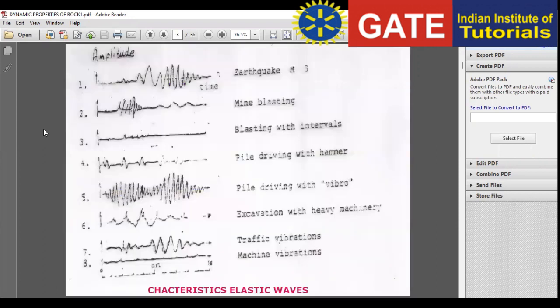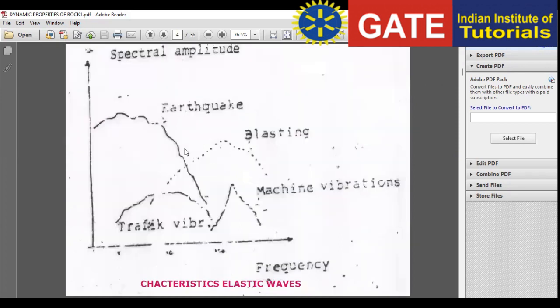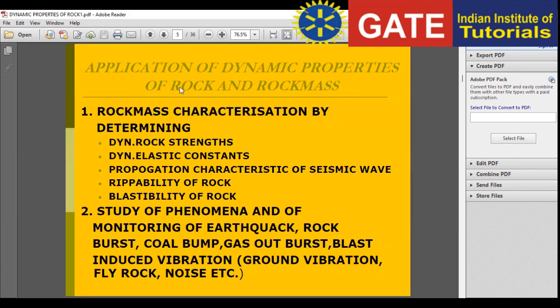Okay. So basically amplitude is the magnitude on the y-axis. So that is the amplitude, and frequency means the number of occurrences in a time period. So that is the frequency. This is just a curve showing the frequency and spectrum. Now, the application of dynamic property of rock and rock mass.